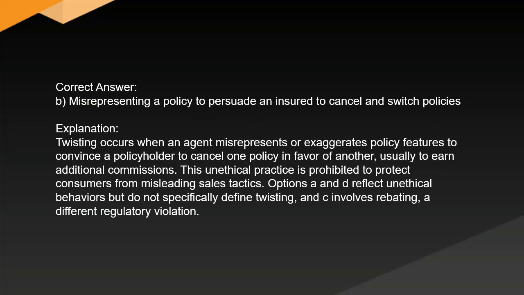Correct answer. B. Misrepresenting a policy to persuade an insured to cancel and switch policies. Explanation. Twisting occurs when an agent misrepresents or exaggerates policy features to convince a policyholder to cancel one policy in favor of another, usually to earn additional commissions. This unethical practice is prohibited to protect consumers from misleading sales tactics. Options A and D reflect unethical behaviors but do not specifically define twisting, and C involves rebating, a different regulatory violation.